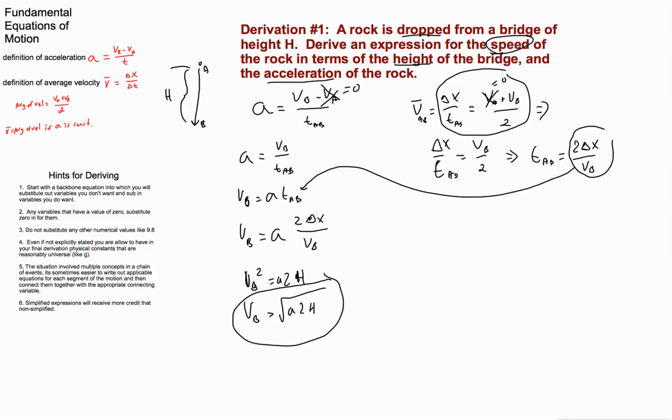So we start with a backbone equation. We substituted 0 in for any values. We didn't substitute any other numbers. We didn't have any universal constants. It didn't seem to contain a multiple chain of events, and we remembered to simplify. So again, following these hints can be useful. Now let's take a look at another derivation.